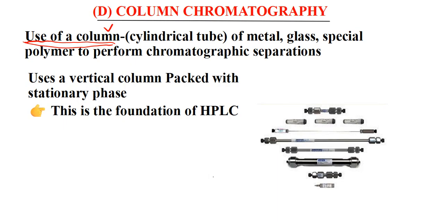All right, so the column can be in the form of a cylinder or a tube, and it can be made of metal, glass, or just a special polymer to perform chromatographic separation. Inside it there will be separation happening. So that's what will be happening.